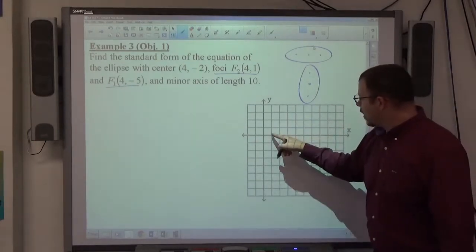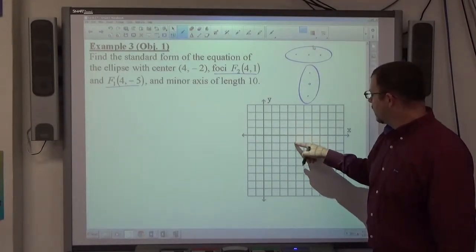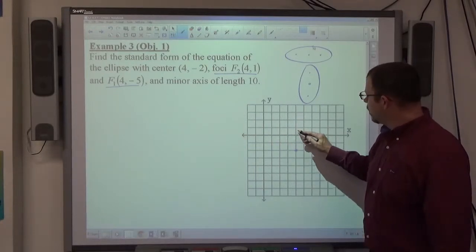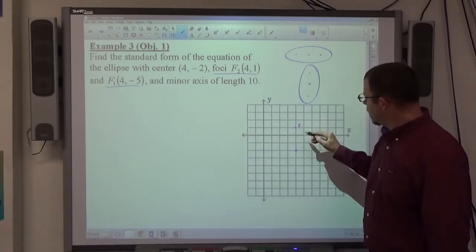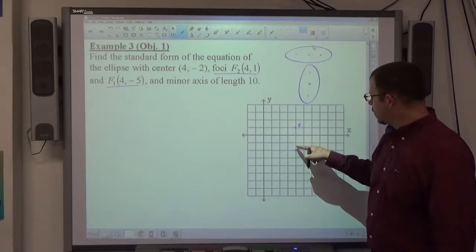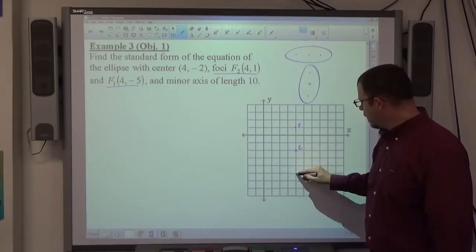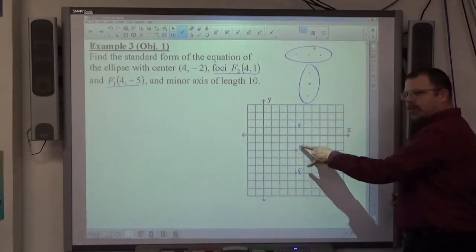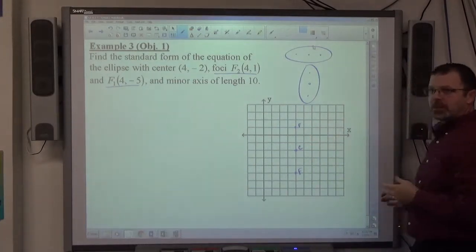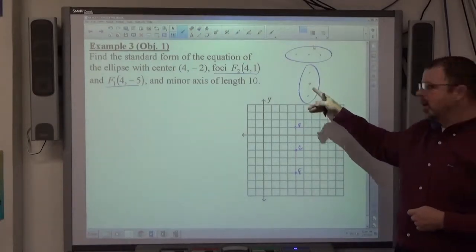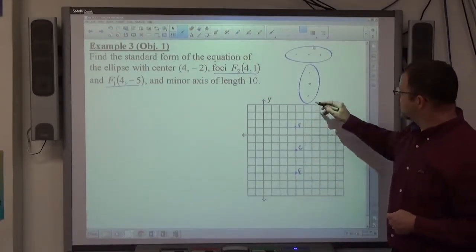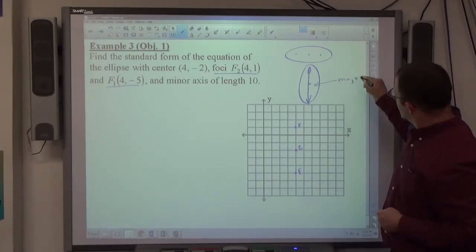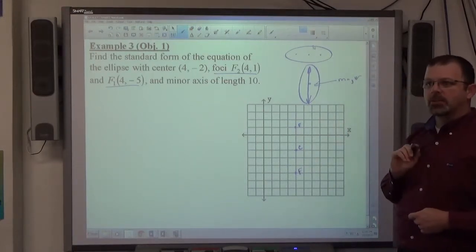So if I plot the center (4, -2), and the focus (4, 1), and the other focus (4, -5), the fact that the focal points are vertically positioned from the center tells me that this is a vertically positioned ellipse, making the major axis vertical. The minor axis would be horizontal, right?